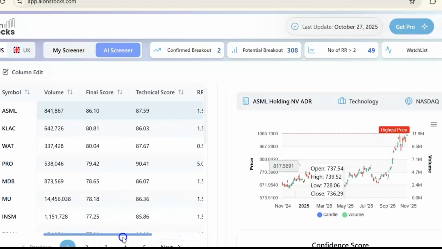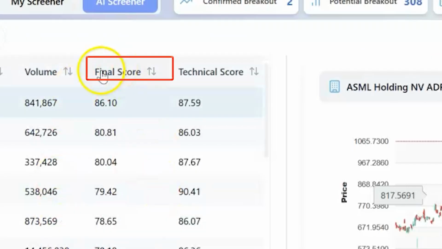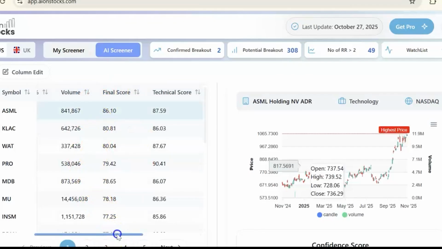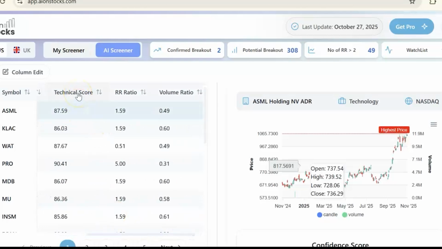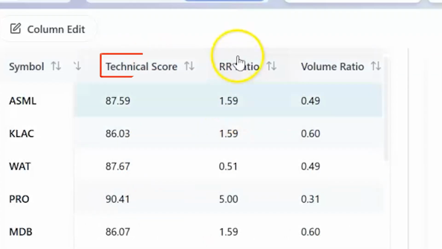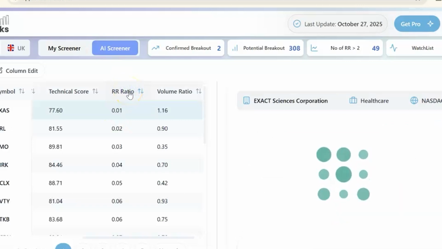Now, the final score is not always your target score. You can always look for the stocks that are showing in the list. You can always filter by the technical score and look for a risk return ratio that is potentially giving a higher return based on your parameters.